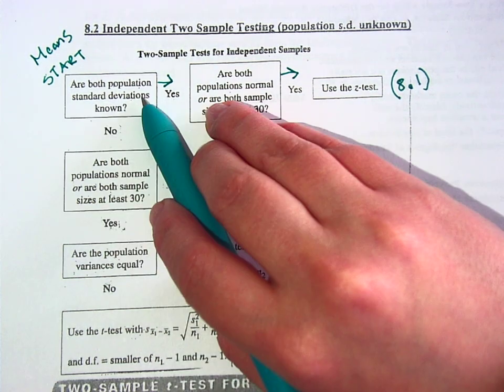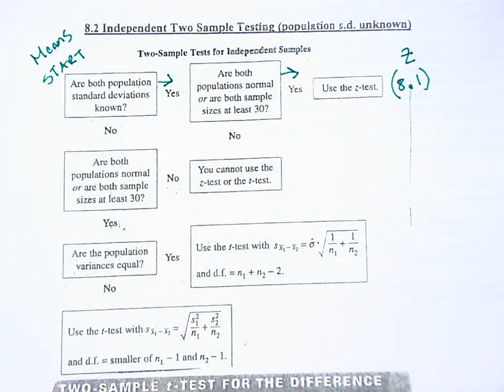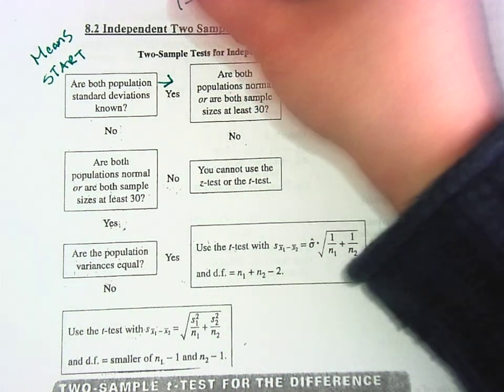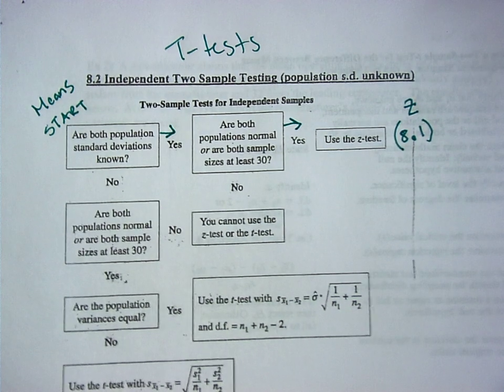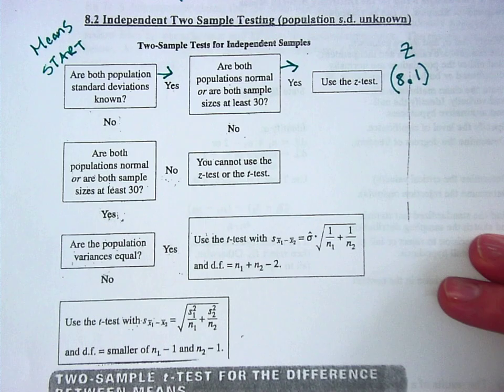But if you don't know the population standard deviation, so over here is a Z-test. If you don't know the population standard deviation, then we're going to do t-tests. So this one is all t-tests. Today what we're learning is all about t-tests. We're basically doing the bottom half of this flowchart. We're going to do both at the same time.